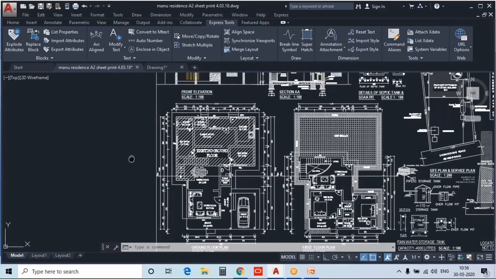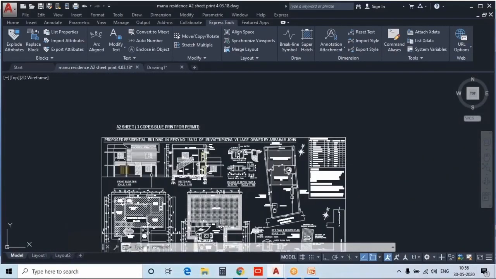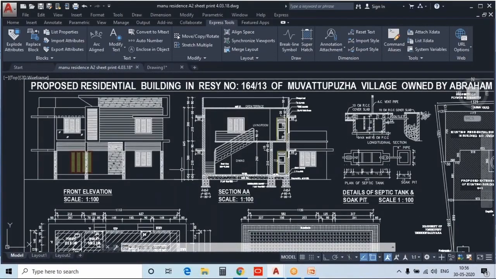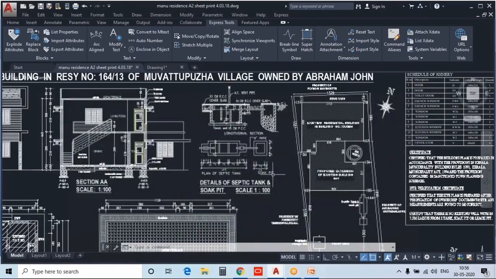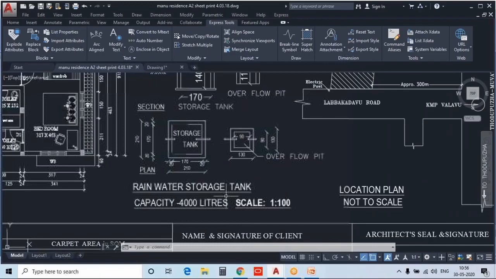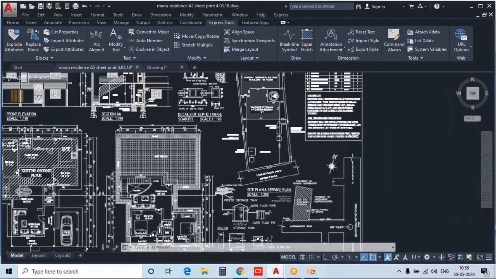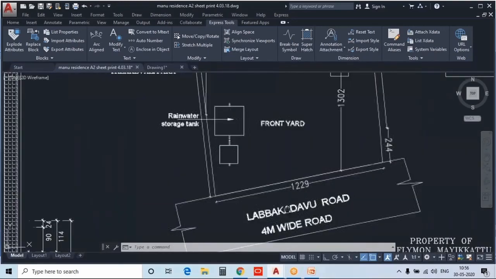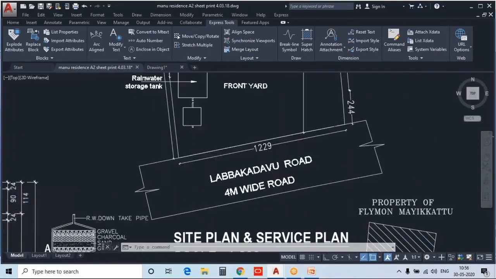Then you have to make sectional views, front elevations. Then you have to make details of a septic tank like this, rainwater, and you have to mention the storage capacity of the rainwater harvesting. Then here you can see a site plan that shows the neighboring street road and its name, width, and its dimensions, all those things.